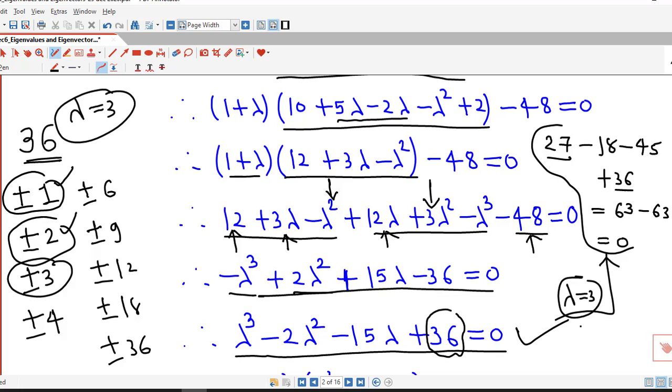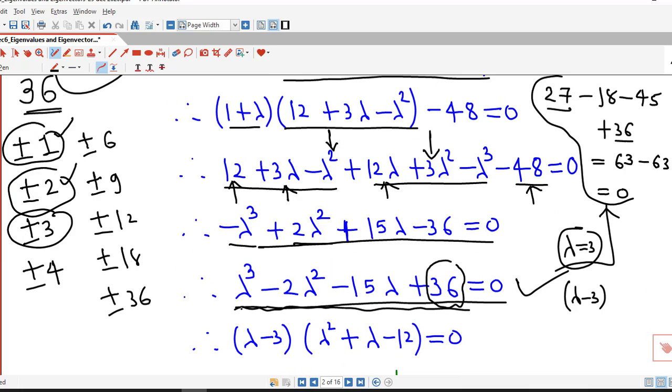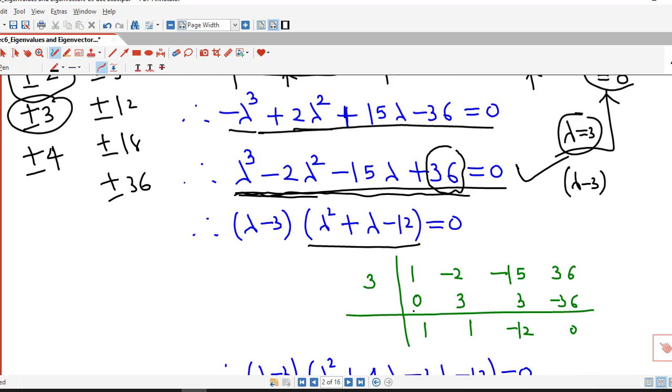For the second solution we can use the method of synthetic division. Because lambda equal to 3 is one solution of this equation, one factor of the left hand side is lambda minus 3. The second factor we obtain by synthetic division. So here we write down the coefficients of lambda cube, lambda square, lambda, and the constant term. The coefficient of lambda cube is 1, then the coefficient of lambda square is minus 2, then the coefficient of lambda is minus 15, then 36, and here we put 0.